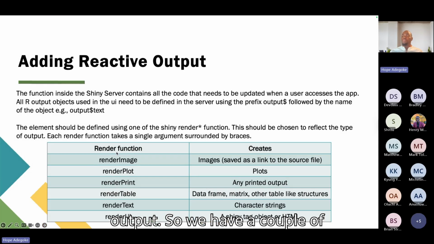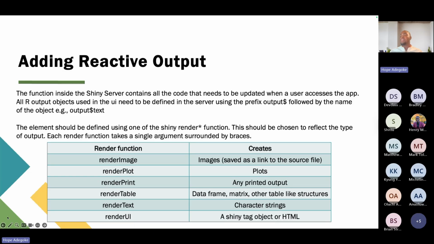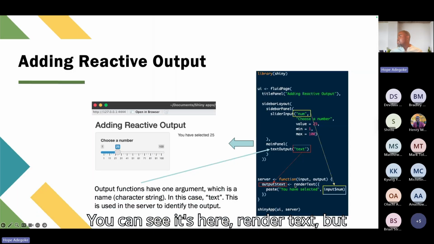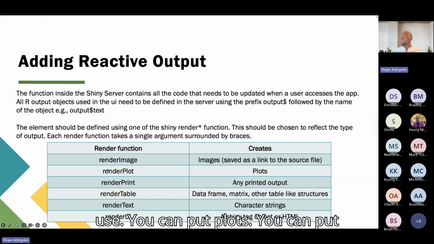So we have a couple of render functions that you can use. In the previous example, we used a render text. You can see it here, render text, but there are a couple of them that you can use. You can put plots, you can put tables, and a lot of things. So basically, that is how reactive outputs work.